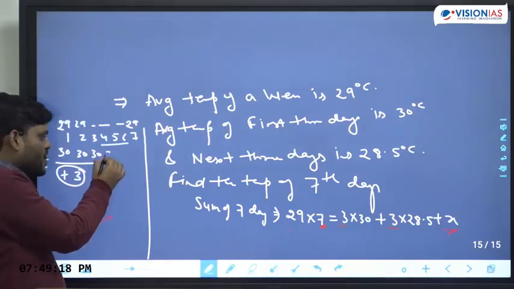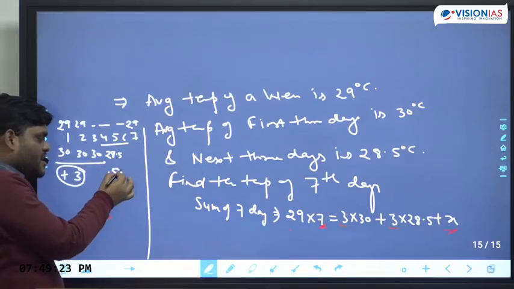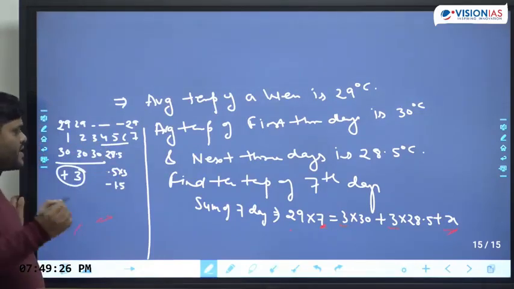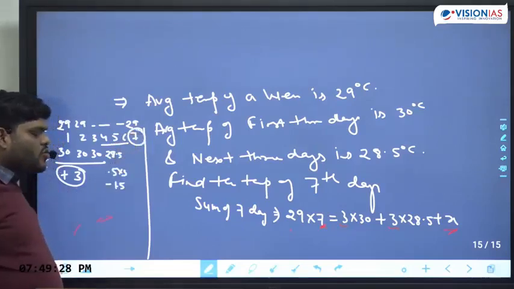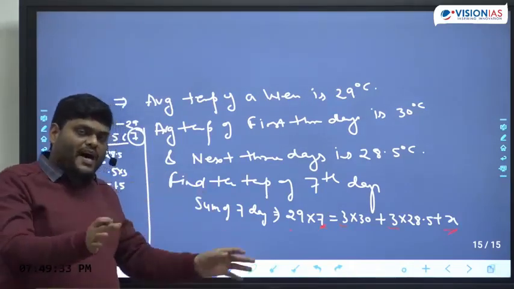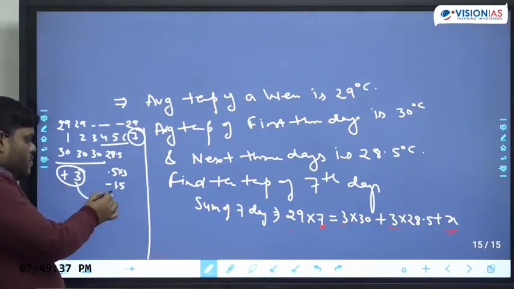The next 3 days have 28.5. That means each day has 0.5 less, so 3 days have 1.5 less. So what is the role of the 7th day? The role of the 7th day is like saying, you people settle among yourselves first, I will come at the end. So the 7th day will do like us.